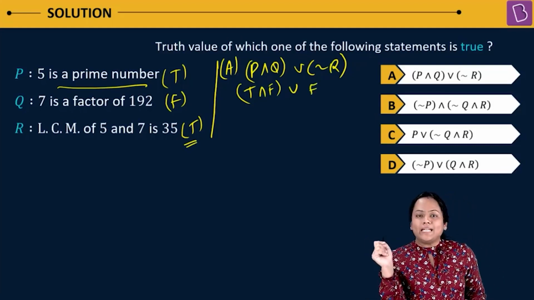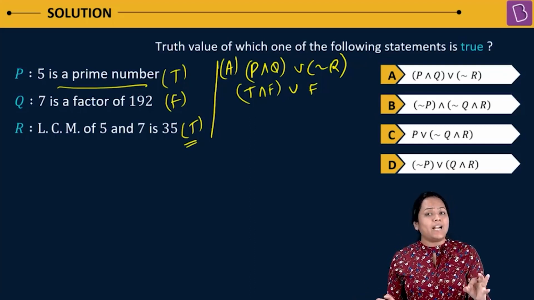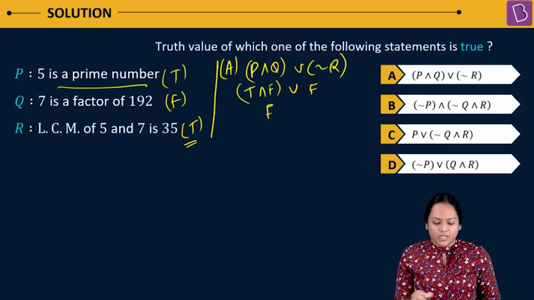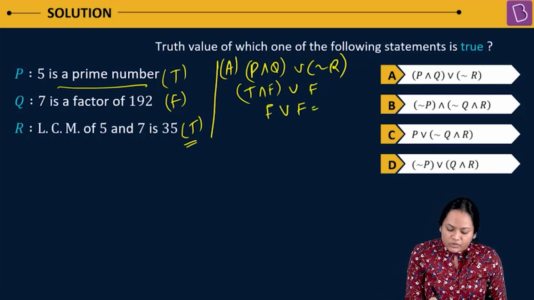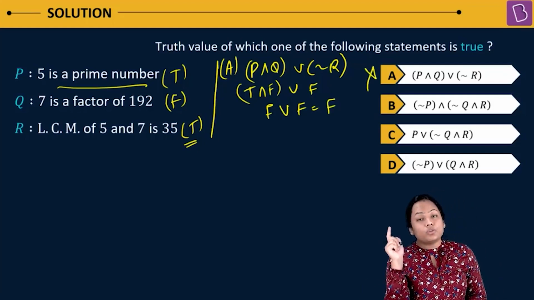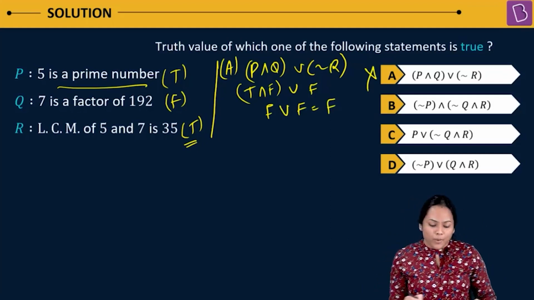Now tell me one thing, guys. What is T and F? Well, we know the logical connective and we know that T and F is definitely F. So I have F or F, which is going to be F. That means A is not having truth value as true. Clear? Perfect. Coming to the B option.